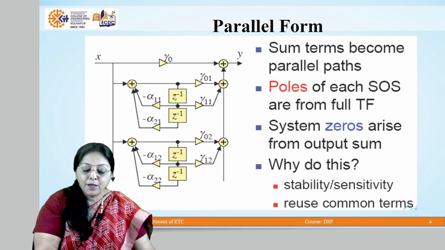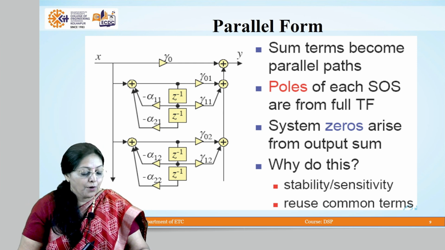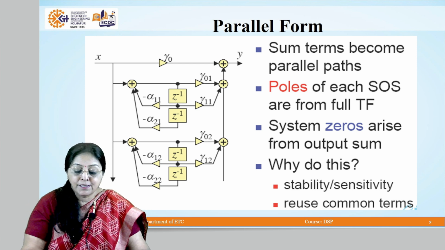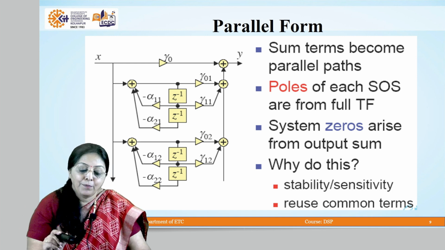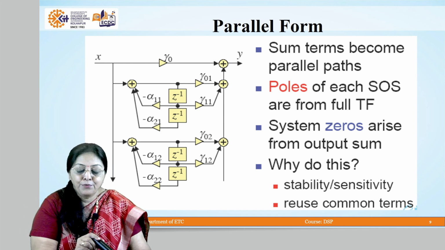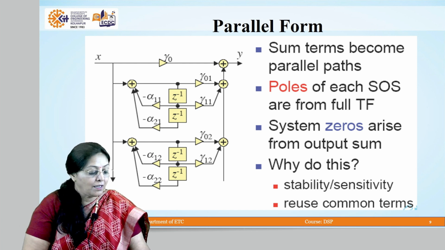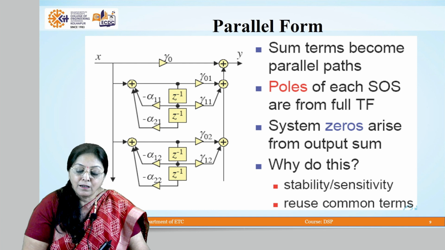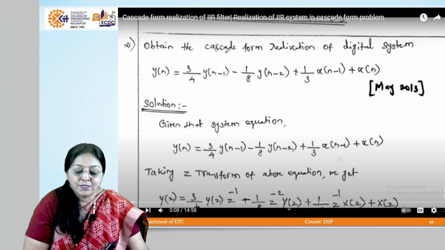So some terms become parallel path, meaning it's a general structure. From the problem solving you will get more details about how we can make the parallel realization. There is one trick for the parallel realization. If there are different factors in the denominator, we need to factorize it, find out the constant values A, B, C, and then we are going to realize how it is, that we'll see. This is one example.